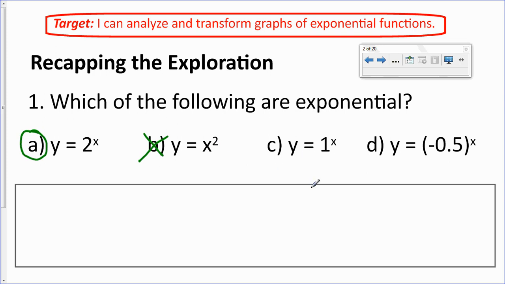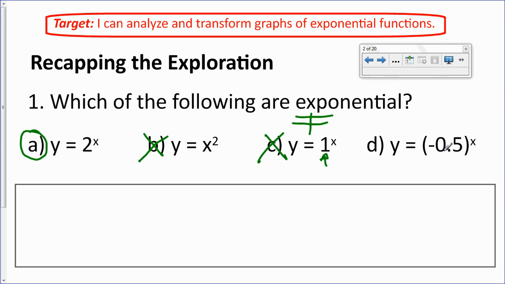C may look like it's an exponential function, but it's not because my base is 1. And we know that 1 to the power of anything is just 1. So that means that when I graph that function, I'm not going to get my exponential curve. I'm just going to get a line at y equals 1. This is not exponential. Also, in D, we do have a number raised to a power, but since the base is a negative, this also isn't exponential.